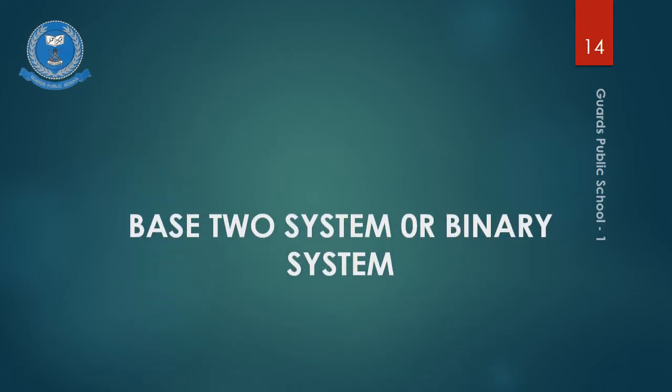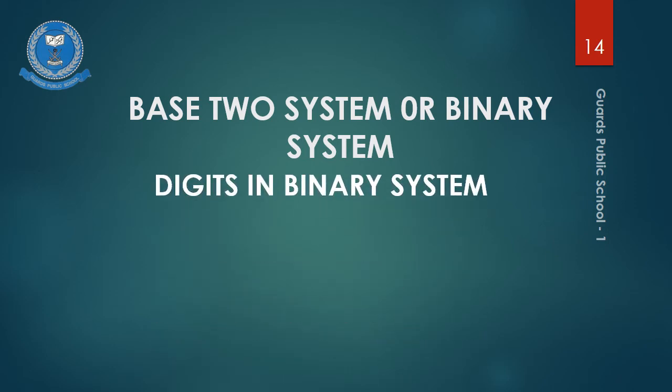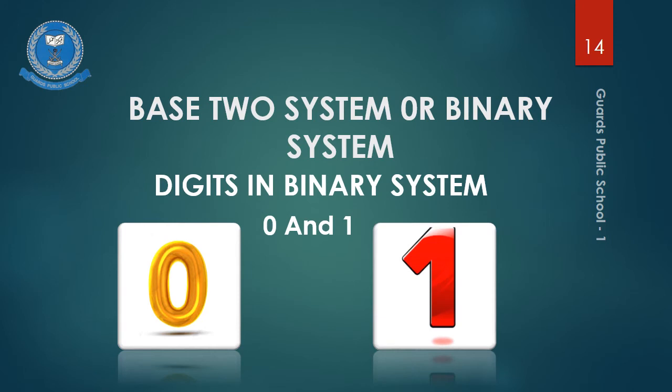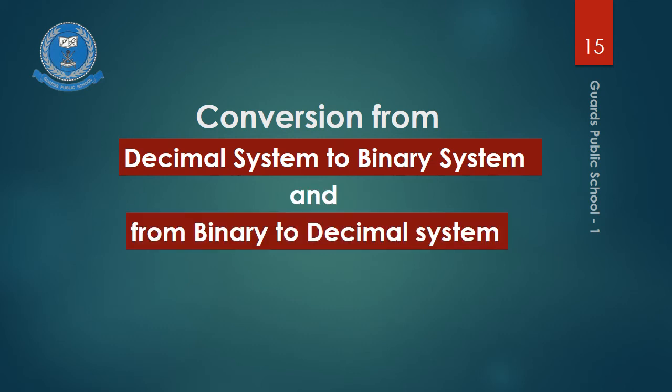Our third number system is base 2 system or binary system. The digits we have are 0 and 1. Means we have only 2 digits in this system. Do you know computer language is also written in binary system, means in base 2 system. It contains only 2 digits 0 and 1. Now we will learn conversion from decimal system to binary system and from binary system to decimal system.